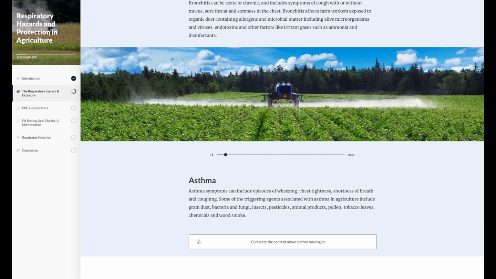Asthma symptoms can include episodes of wheezing, chest tightness, shortness of breath, and coughing. Some of the triggering agents associated with asthma in agriculture include grain dust, bacteria and fungi, insects, pesticides, animal products, pollen, tobacco leaves, chemicals, and wood smoke.